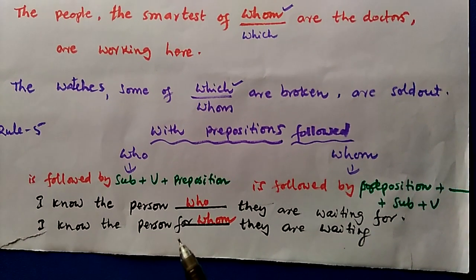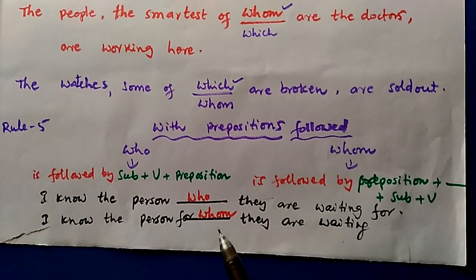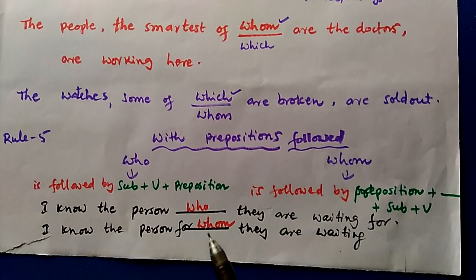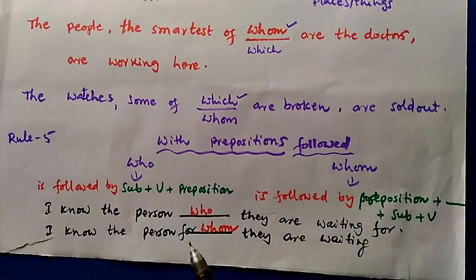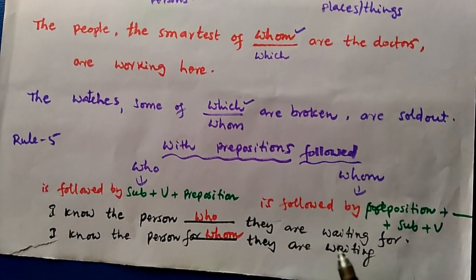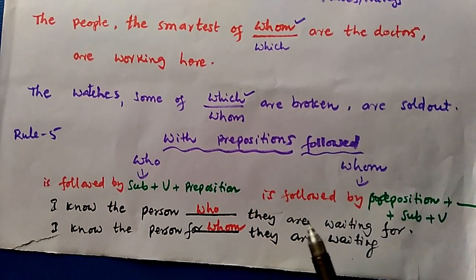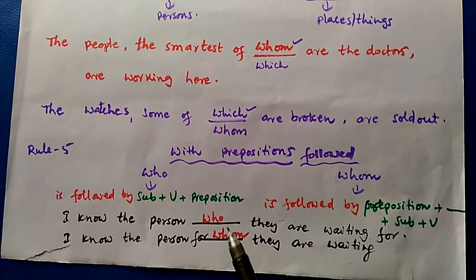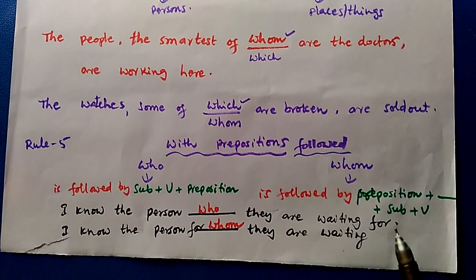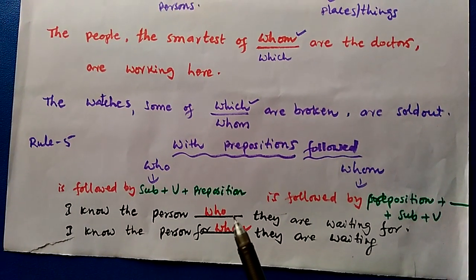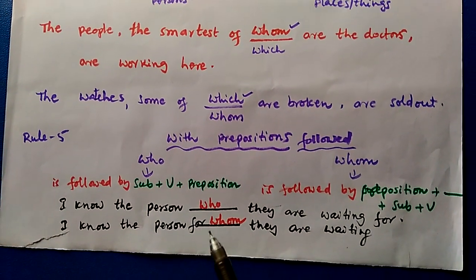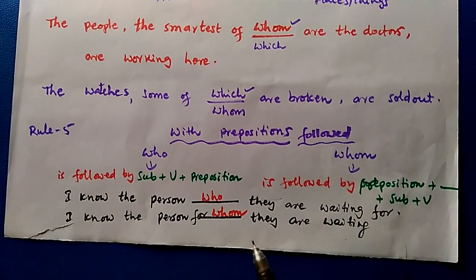So, I know the person for dash. Here the blank is preceded by for. So if there is a preposition before the blank, then we make use of whom. If the preposition is at the end of the sentence, we prefer to use who. In this way, if a preposition is at the end of the sentence, we use who. If the preposition is before the blank, then we prefer to use whom.